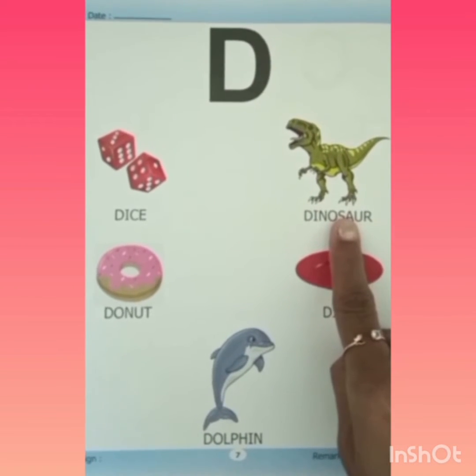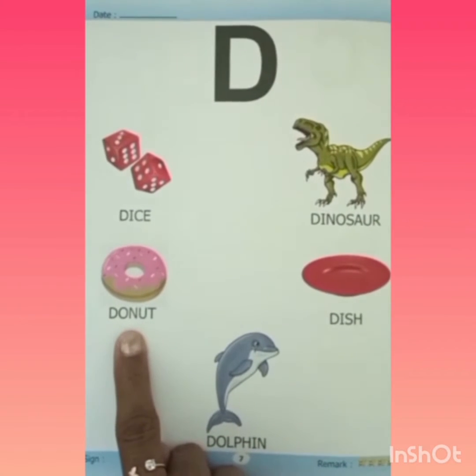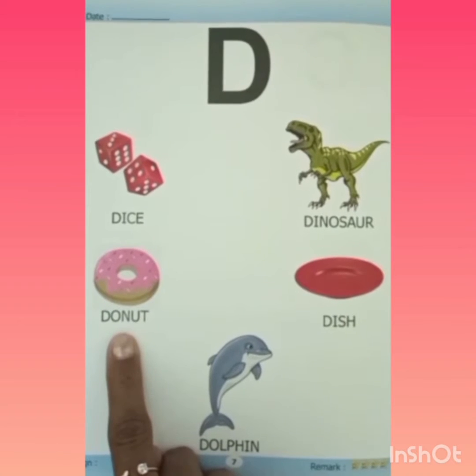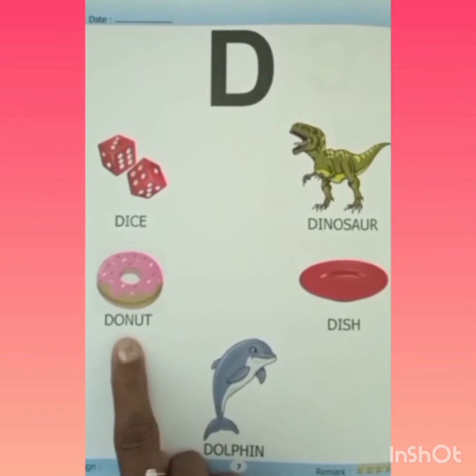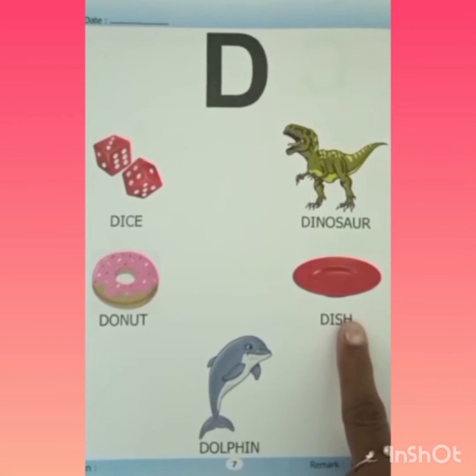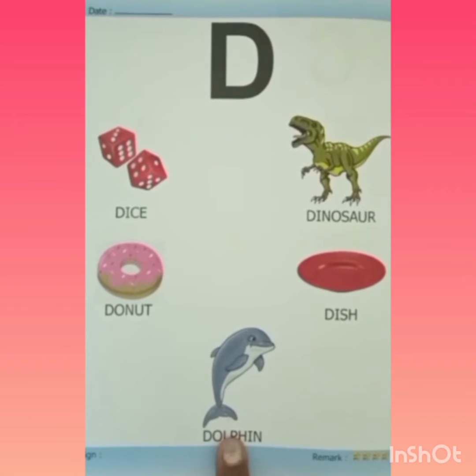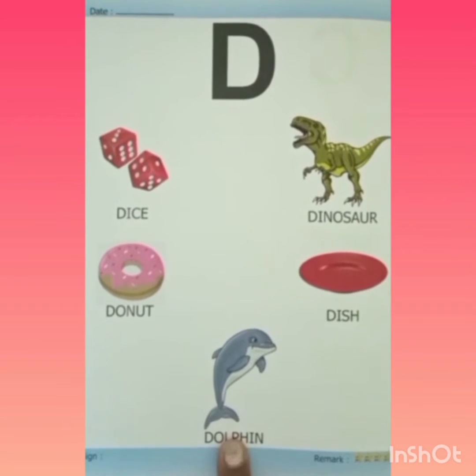D for dinosaur. D for donut. Do you like to eat donut? Yes, D for donut. D for dish. And we eat food in dish. D for dolphin. Dolphin is a water animal.